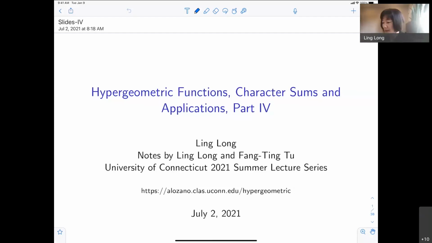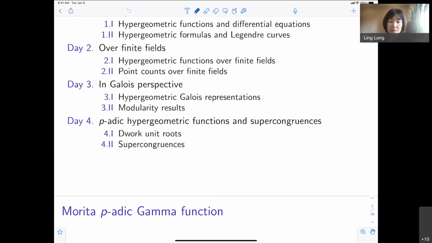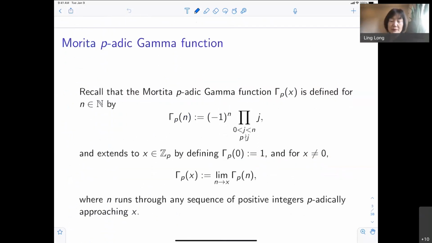And so this is, according to the plan, it will be on the unit roots and supercongruences. So it will be the p-adic aspects. And I would like to first record the Morita p-adic gamma function.